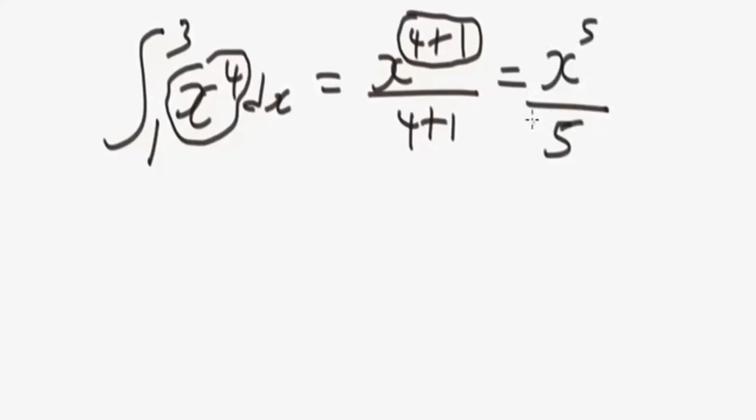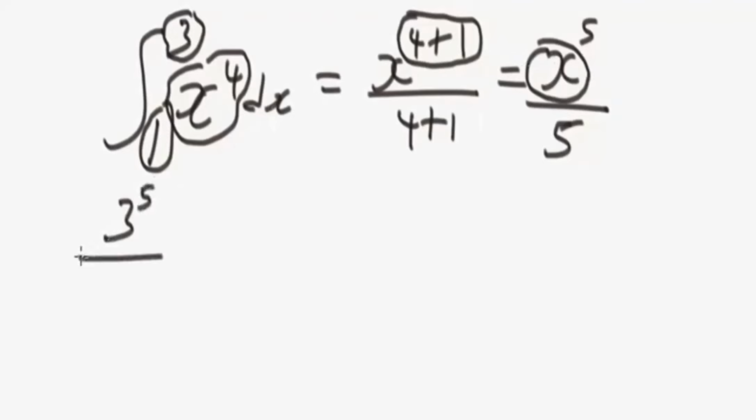Once you have done this, you then plug in the upper limit and lower limit in this value of x respectively. That means you have to subtract the lower limit from the upper limit. So this is what it means. We begin with 3. When you plug in 3 in this x, you then have 3 to the power 5 over 5, minus, plugging 1 in the x, you then have 1 to the power 5 over 5.